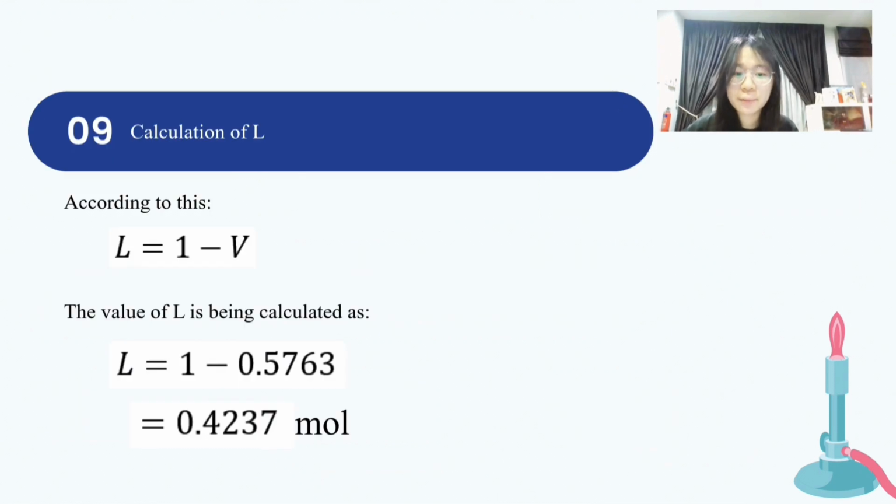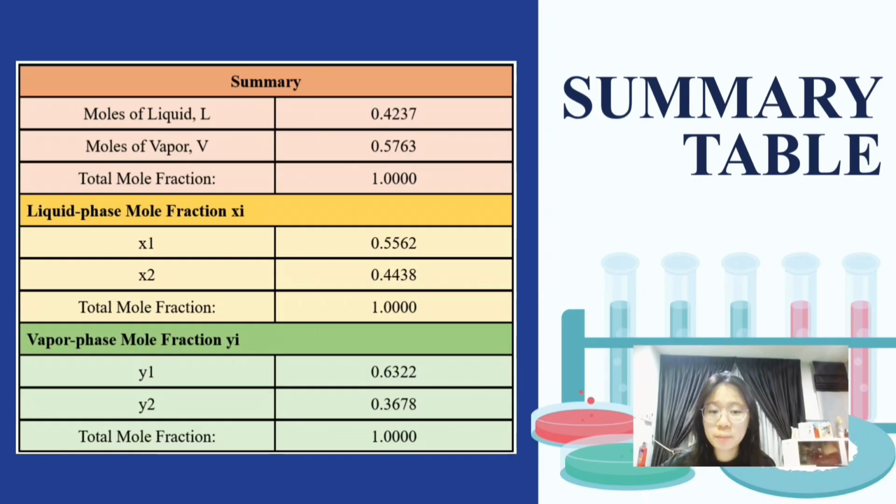And lastly, by applying a total molar material balance, L equals F minus V, and in this case, F equals 1. The total amount of liquid remaining will be 0.4237 mole. So, to wrap up our calculation, let us look at our final process summary data, which we listed in our summary table. The mole of the liquid is 0.4237, the mole of the vapor is 0.5763, and the total is 1.